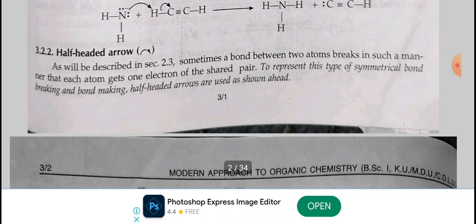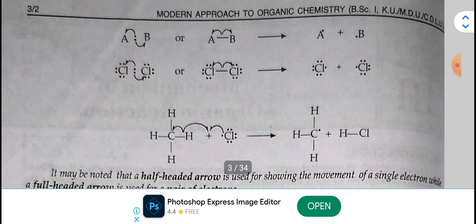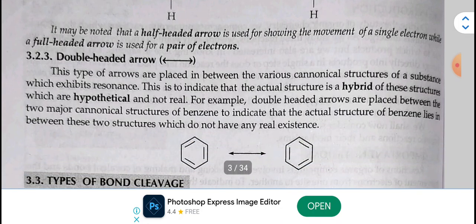Half-headed arrow. As will be described in section 2.3, sometimes a bond between two atoms breaks in such a manner that each atom gets one electron of the shared pair. To represent this type of symmetrical bond breaking and bond making, half-headed arrows are used as shown ahead. It may be noted that a half-headed arrow is used for showing the movement of a single electron, while a full-headed arrow is used for a pair of electrons.